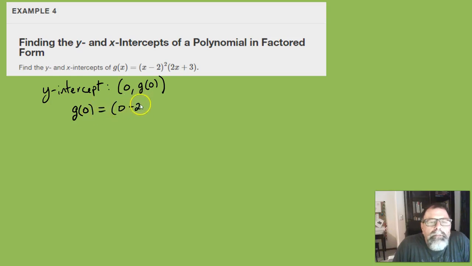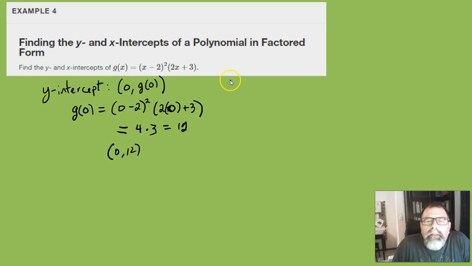So 0 minus 2. Oops, that should be 0. So we get negative 2 squared, which is 4. 0 plus 3 is 3, which gives 12. So our y-intercept is 0, 12.